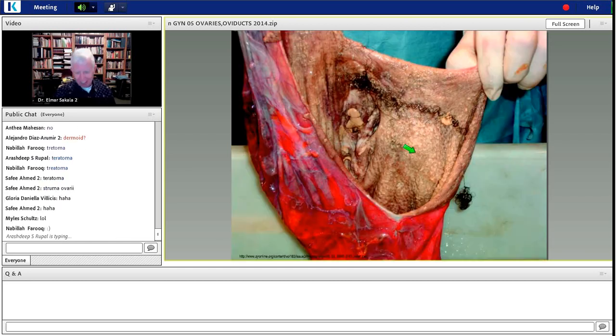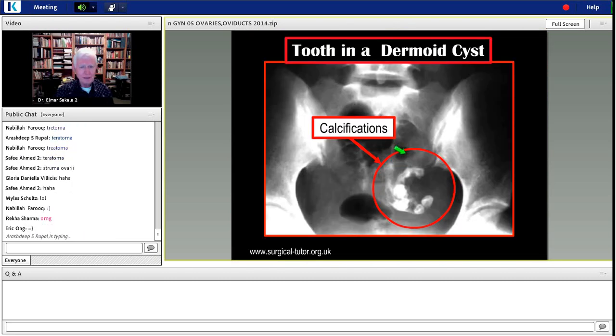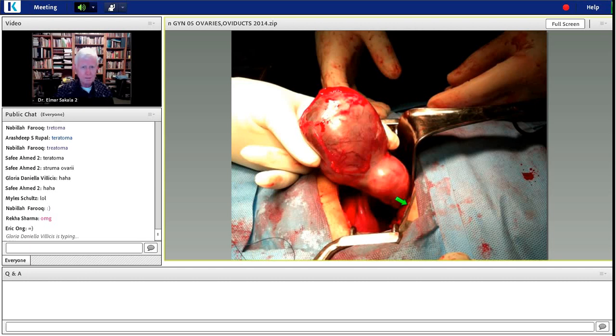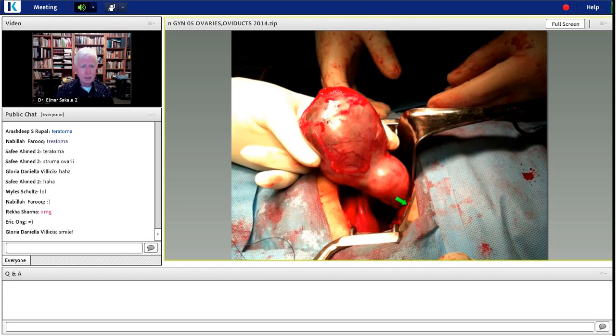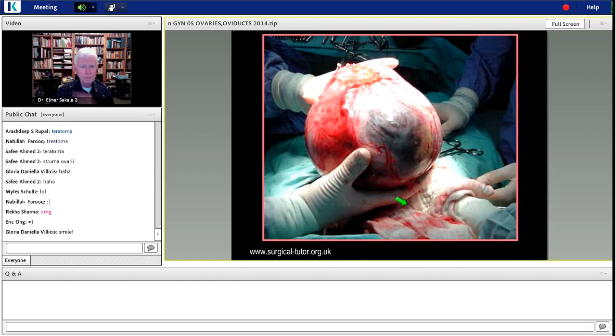Look at the hair here. Amazing, amazing hair. Benign cystic teratoma. Now here's one that almost looks like a jaw in here. Look at all the calcifications in this dermoid cyst. Now this one is being taken out and it looks healthy, well perfused. So does this one here.